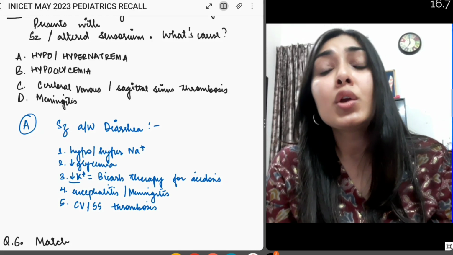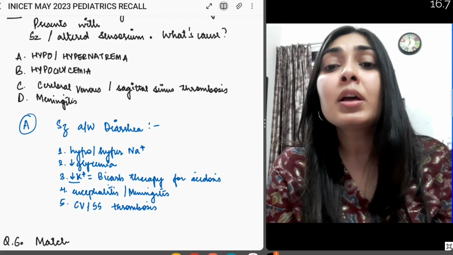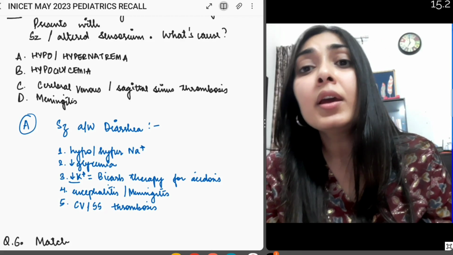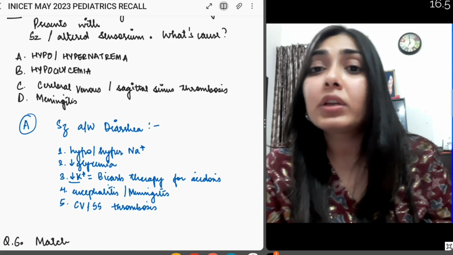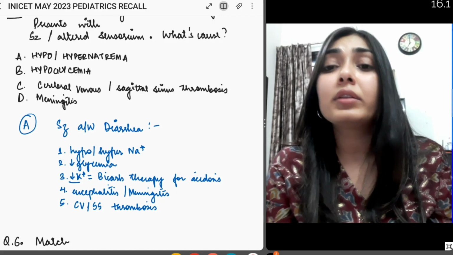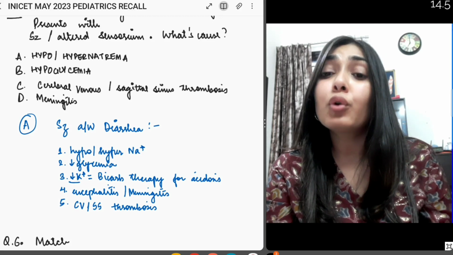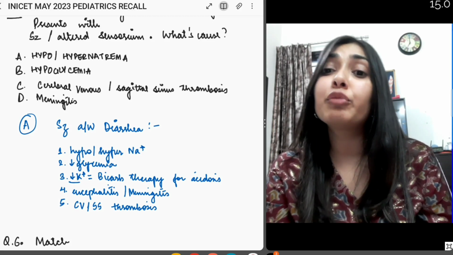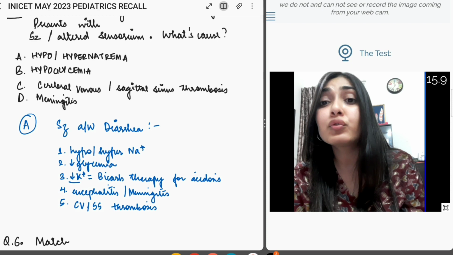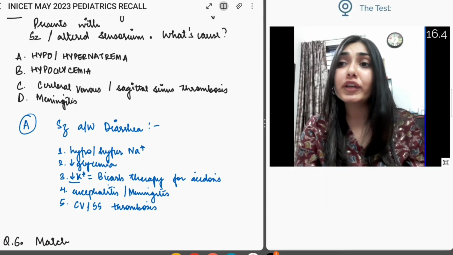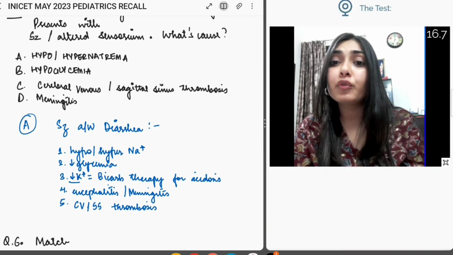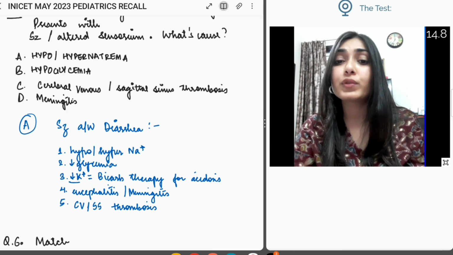and meningitis. An important point that is also mentioned in OPGAI: if the seizures are associated with diarrhea, the causes can be either hyponatremia, hypoglycemia, hypokalemia followed by the bicarb therapy that we give for acidosis in diarrhea patients, encephalitis and meningitis, and cerebral venous or sagittal sinus thrombosis.